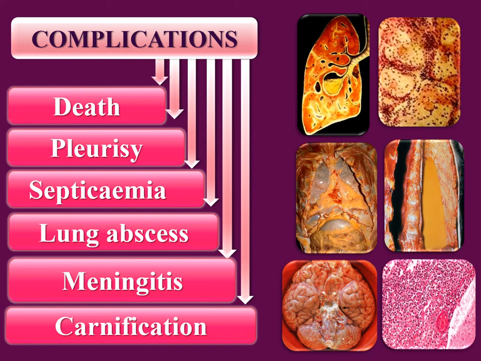There may be the following complications, which can be manifested in lungs and other organs. Lung abscess occurs due to excess activity of polymorphs and macrophages with formation of pus.